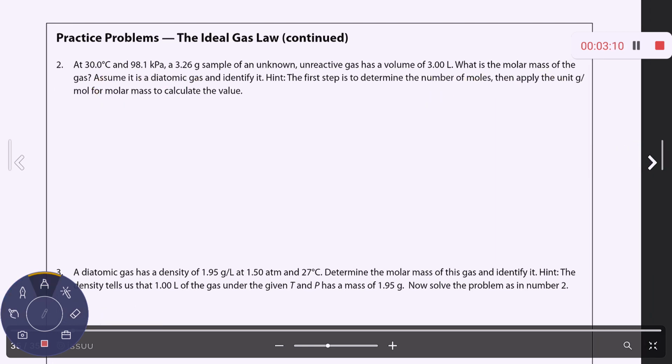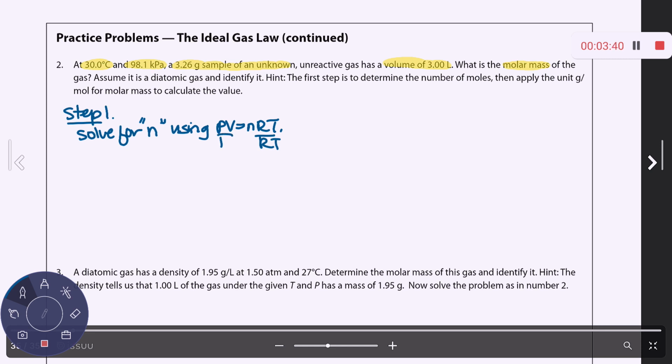So in this case, it says we're at 30 degrees C. We've got our kilopascal pressure. We've got grams of an unknown gas sample. We have a volume of 3 liters. They want to know the molar mass of the gas. Okay, so that means step 1 will always be to solve for N using PV equals nRT. Okay, so if I'm solving for N, I need to divide both sides by RT. So this cancels. So that means N is PV over RT.